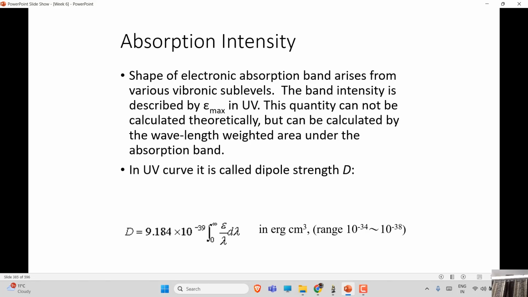The shape of an electronic absorption band arises from various vibronic sublevels. So the band intensity is described by epsilon max in UV, and this quantity cannot be calculated theoretically but can be calculated by the wavelength-weighted area under the absorption band. In the UV curve it is called the dipole strength, or D. You can see how D is calculated over here as well.